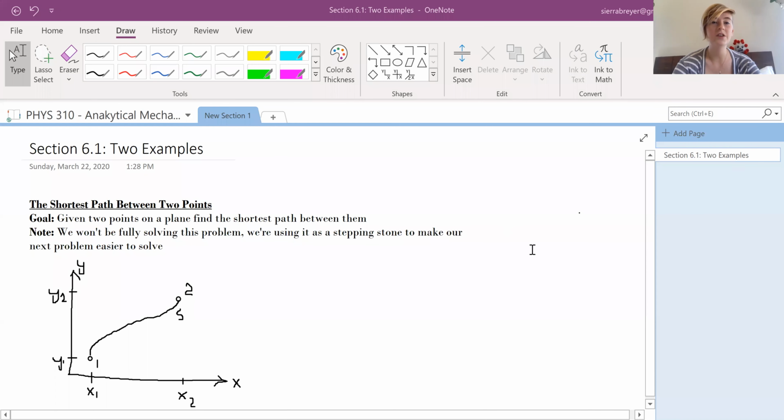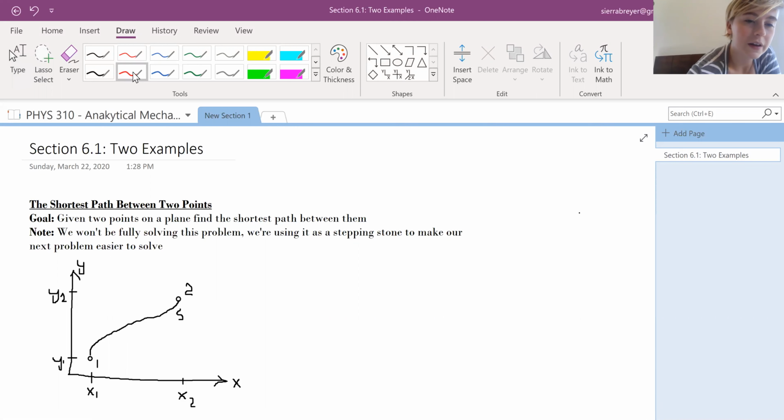Share that screen. Okay, so the first example it has us do is the shortest path between two points. We know that's going to be a straight line between the two points. But we're going to pretend that we fell on our heads. We don't know that, and we're just stumbling around, so we would like to find the shortest path. For this problem, we're just going to look at the shortest integrals between the two.